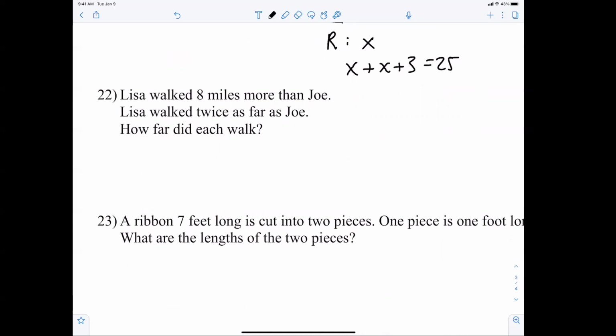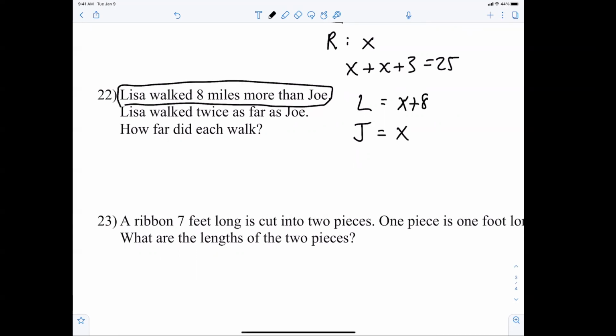So Lisa walked 8 more miles than Joe. So we write L and J. So how much did J walk? X. How much did Lisa walk? Read the first sentence. So X plus 8. You are amazing. X plus 8. All right, now read this sentence right here. Lisa walked twice as far as Joe. So what did Lisa walk? X plus 8. And Joe walked what?